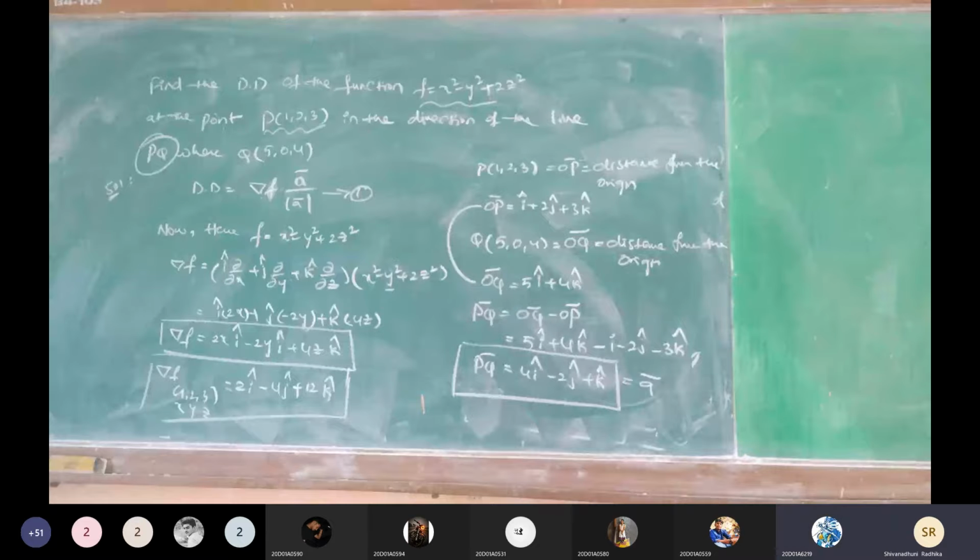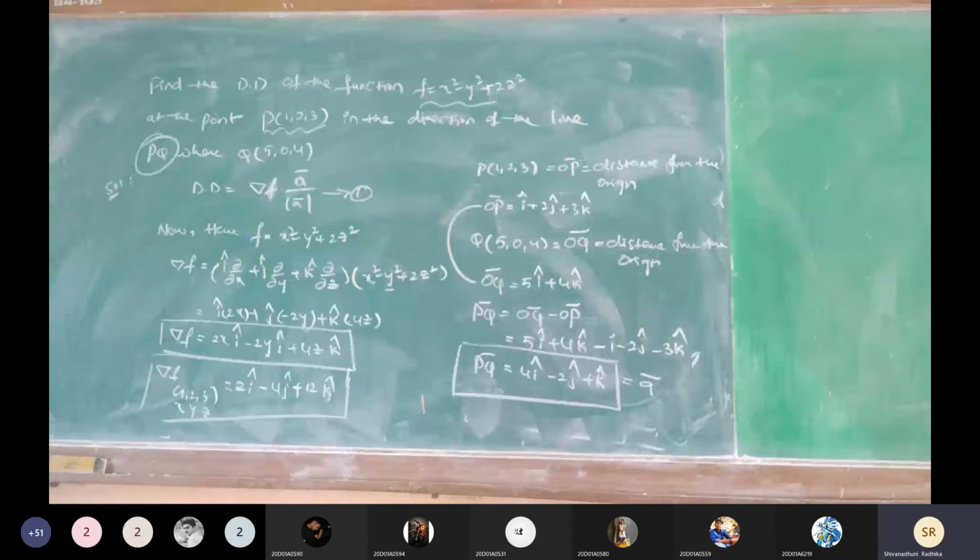Yes, ma'am. What is A bar? Directional vector. We don't have the directional vector directly in the given, so they have some hint. PQ line is the directional vector. For that purpose, we have the two points, P and Q. So distance from the origin, we are going to find the OP line, and the OQ line also we have to find.